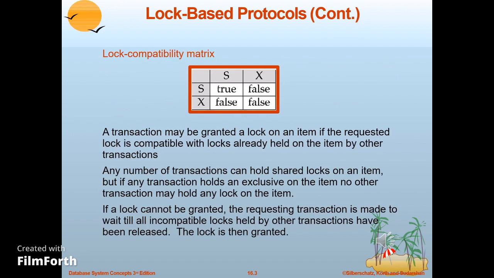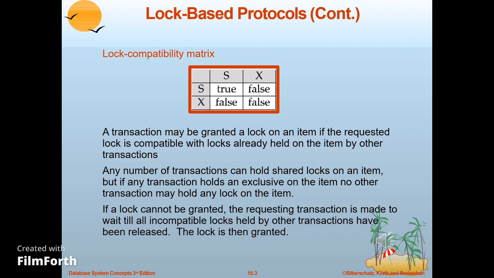So this is the lock compatibility matrix. S stands for shared lock and X stands for exclusive lock. So the meaning of this matrix is, S S is true. That means when a transaction is granted a shared lock on a data item, and if any other transaction requests a shared lock on the same data item, then it can be granted. That's why S S is true. Now S X is false. That means when a transaction is granted a shared lock on a data item, and if any other transaction requests an exclusive lock on the same data item, then it cannot be granted. That's why S X is false.